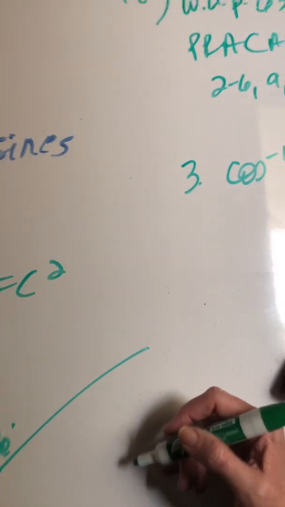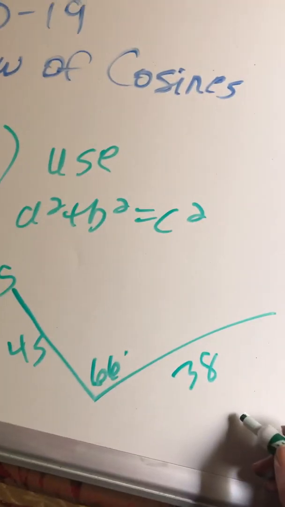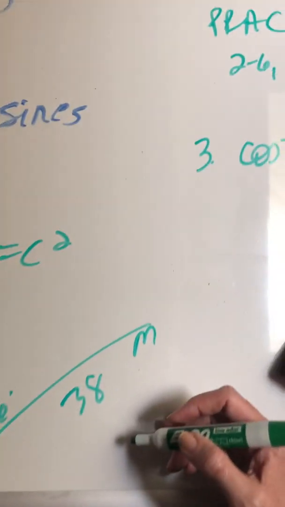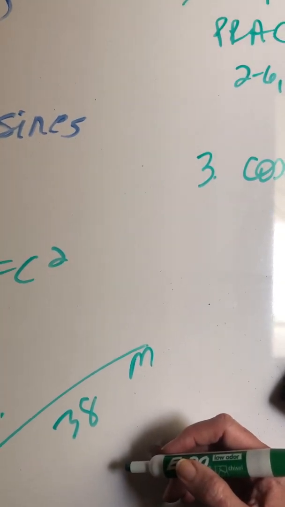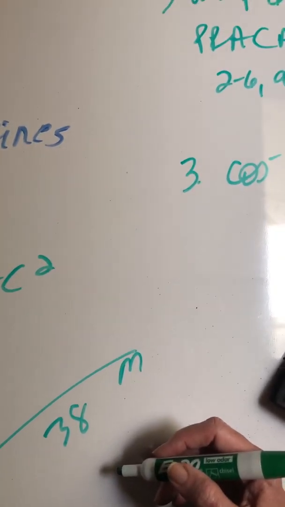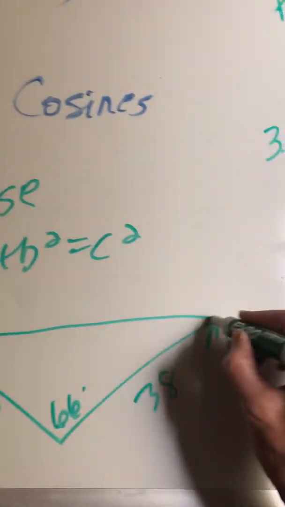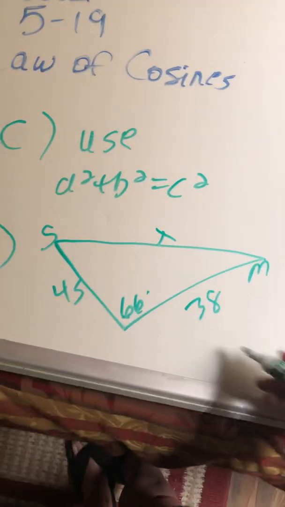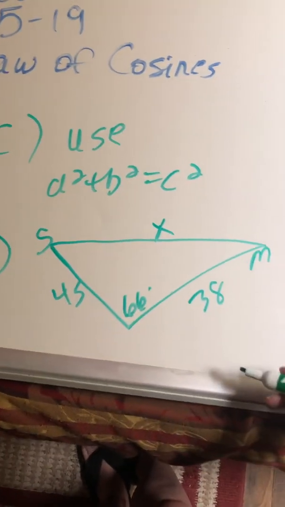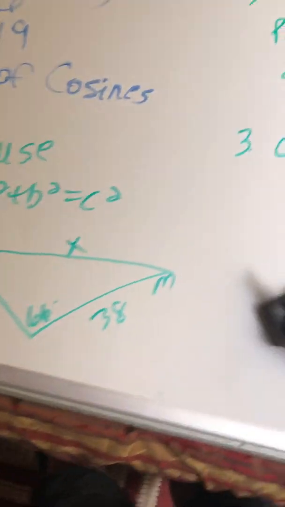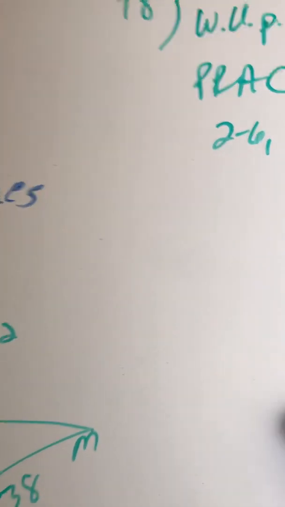Let's see, and Milan is 38 yards. This is Milan. How far is Strom from Milan? So you want that distance right there. Perfect, law of cosines. That's how that triangle sets up. So you need to draw the triangle and work it out.